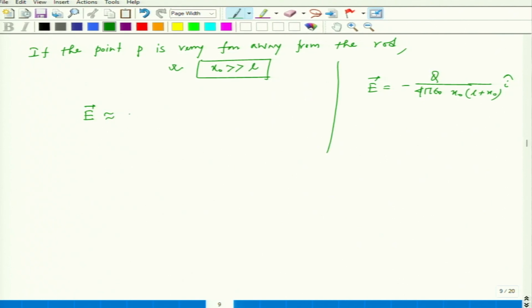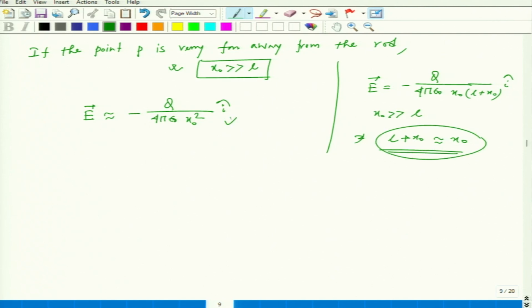minus q over 4 pi epsilon naught x naught square. Basically, in that limit x naught much greater than or equal to L, L plus x naught is nearly equal to x naught, and we got this. So, this is basically the electric field due to a point charge with a total charge q.